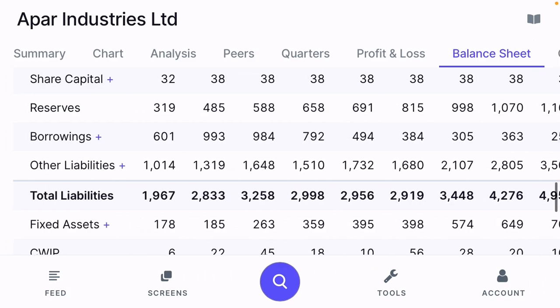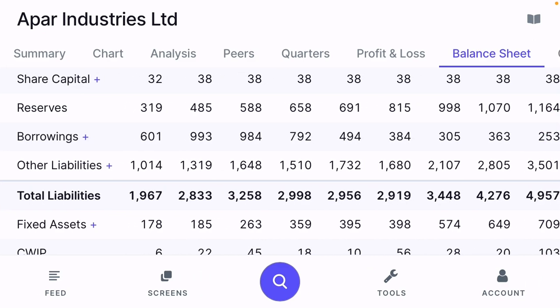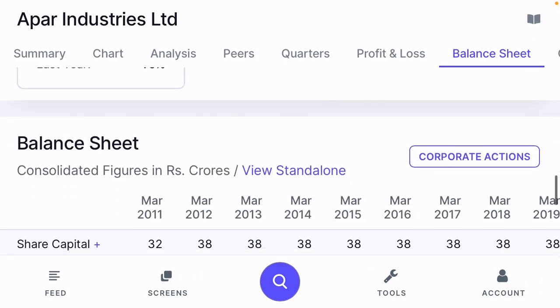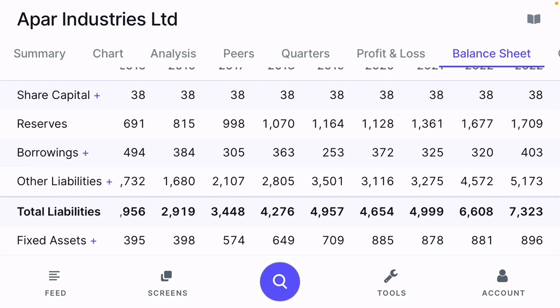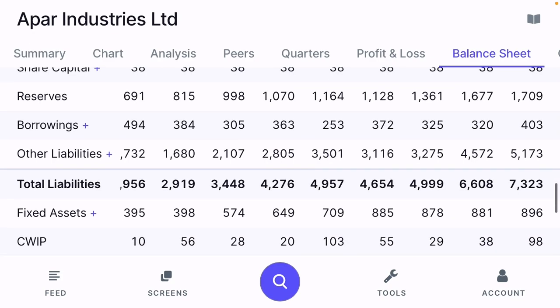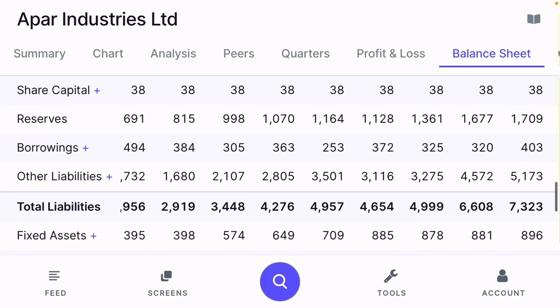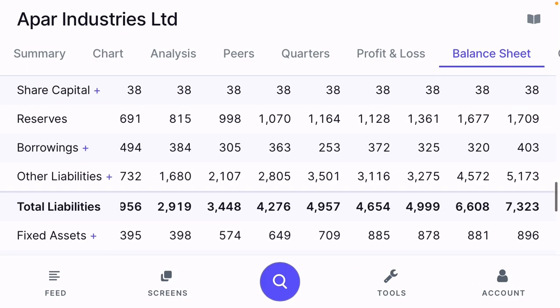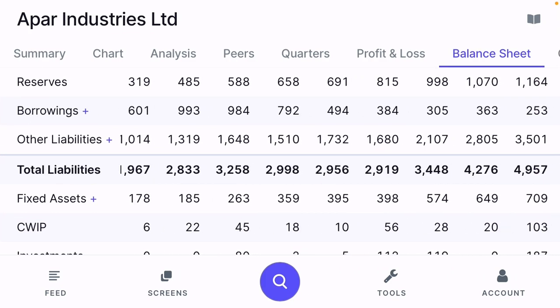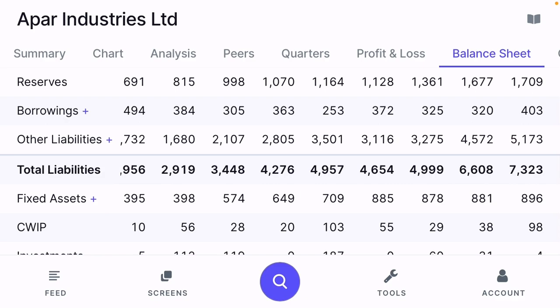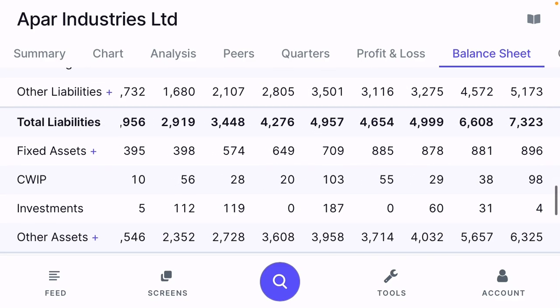Reserves are growing exponentially. Earlier the reserve was 319 crore, but now the reserve is showing almost 1709 crore. Exponential growth by the company. Now, if you talk about the borrowing, the company's borrowing is not increasing even as sales are growing. Earlier the borrowing was almost 800, 900 crore. Now it's showing just 403 crore.